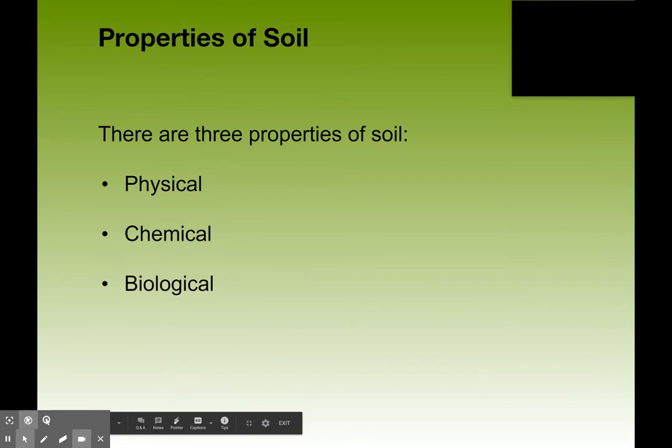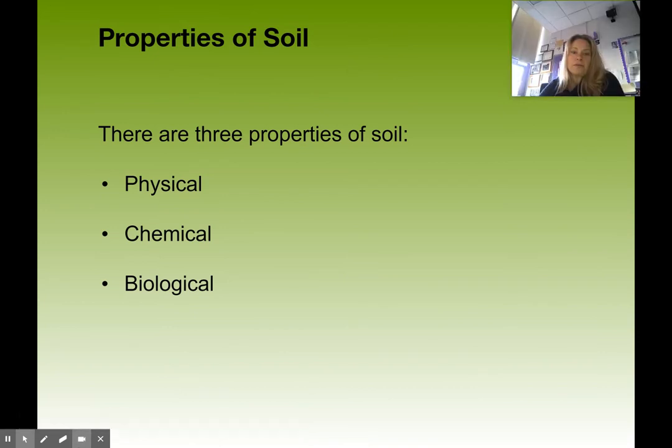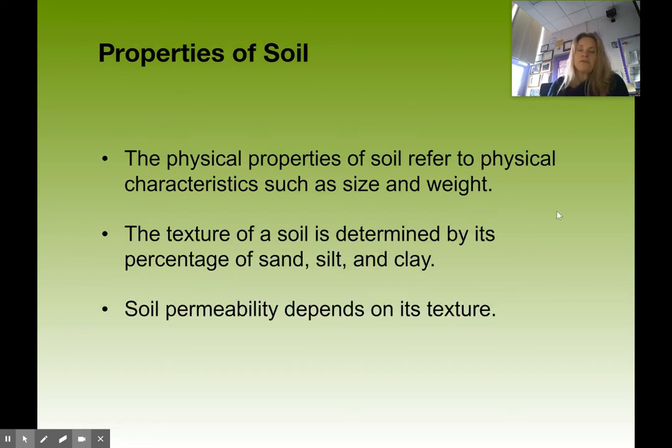All right, so there are 3 properties of soil: physical, chemical, and biological. So we'll talk about those. The physical properties refer to size and weight. When we're talking about different particles, like in the lab that you are doing, it's sand, silt, and clay. Those are the 3 types of texture that you're looking at, and that's what you're doing with the graduated cylinder, determining how much sand, silt, and clay you have.